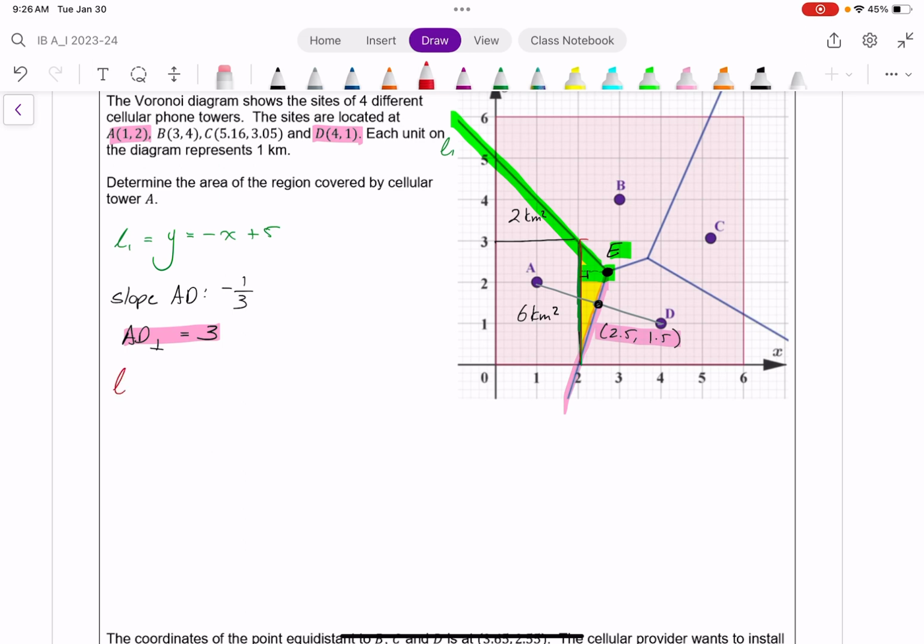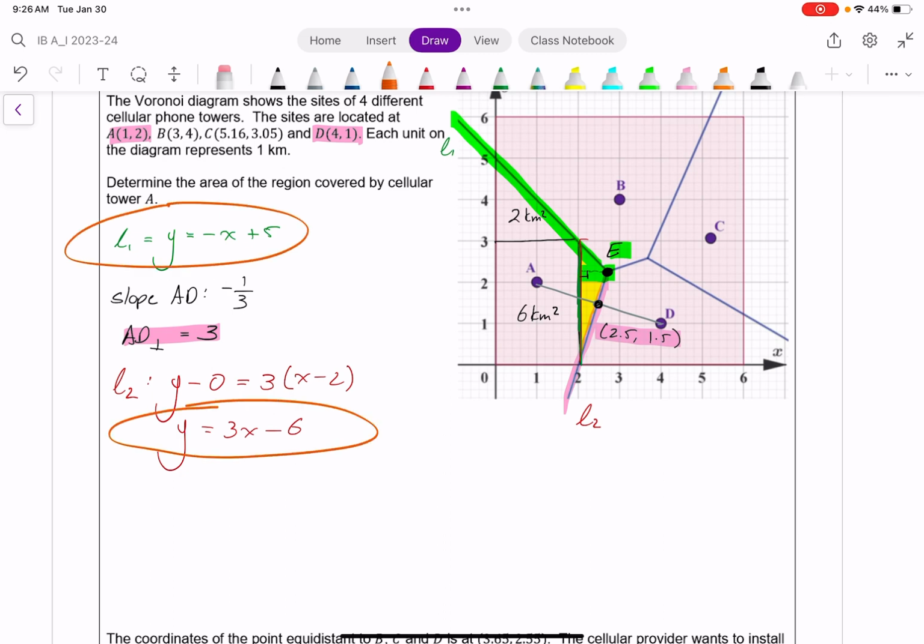And so I'll call it L2. And again, I can use the slope-point form. So in this case, y minus 0 equals 3 times x minus 2, or just 3x minus 6. Now in this case, I have two equations. If I want to find where they intersect, which is point E, I just need to find the solution between these two equations, which I can solve algebraically quite nicely. If I make them equal each other, I can quite quickly solve for x and y. I could solve them graphically, all of which are quite quick.